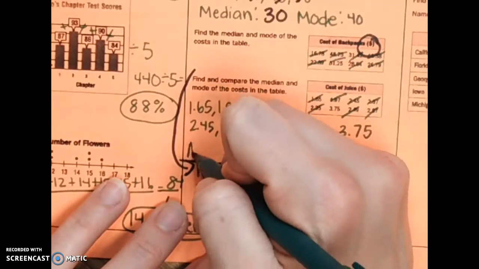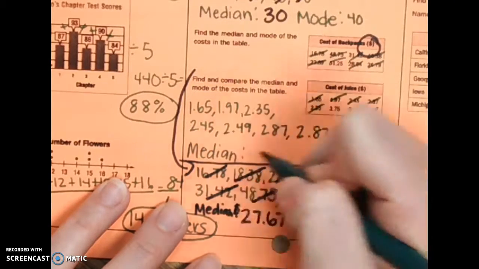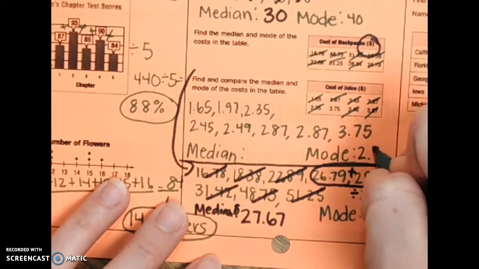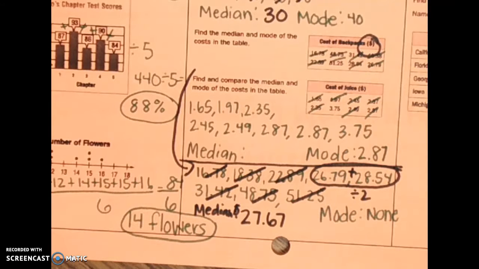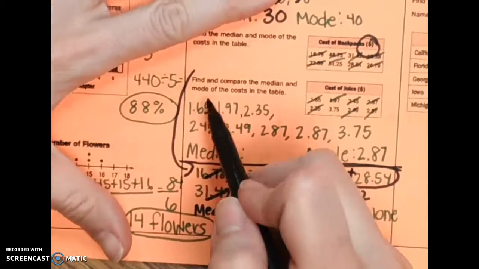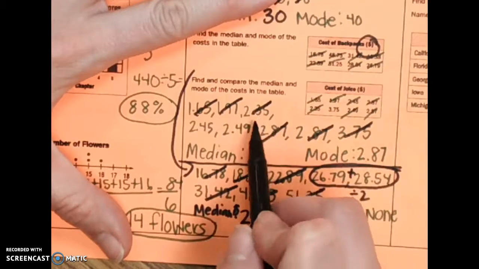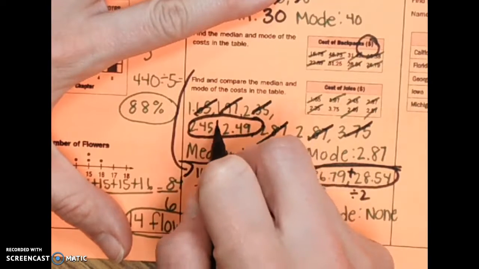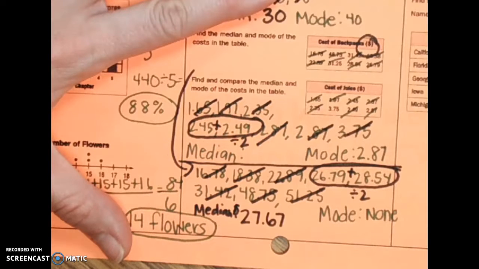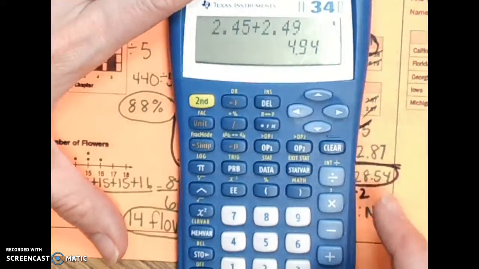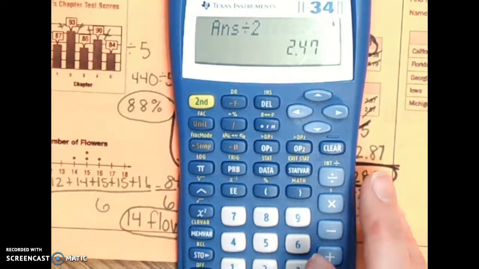Okay, so we need to find the median and the mode. Mode's easy because I know I wrote 2.87. Because remember, mode is the number that happens most often. And then let's find the median. So I'm going to start checking off from each side. Again, I have two numbers in the middle, so I'm going to add them, then divide by 2. So 2.45 plus 2.49, I get 4.94. Then I'm going to divide by 2, and I get 2.47.